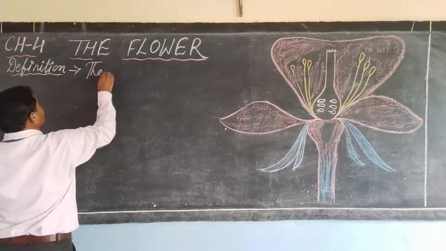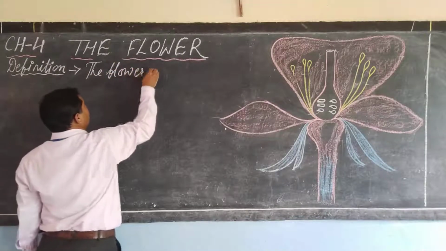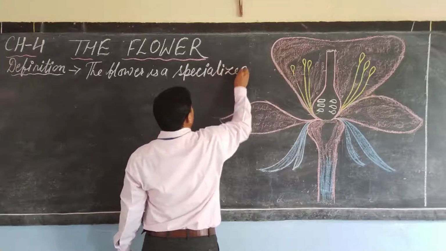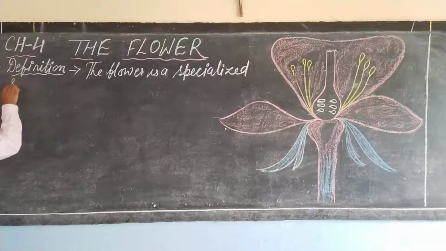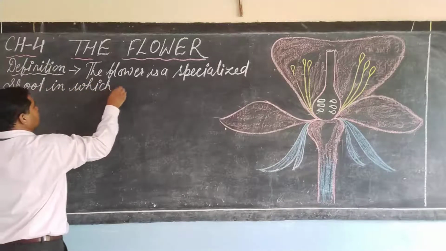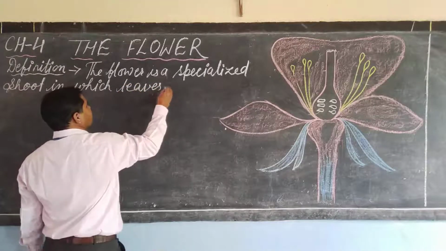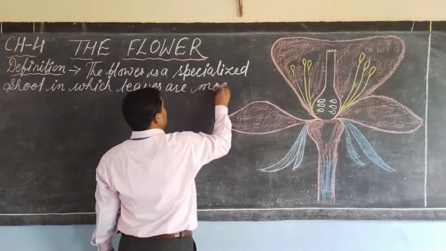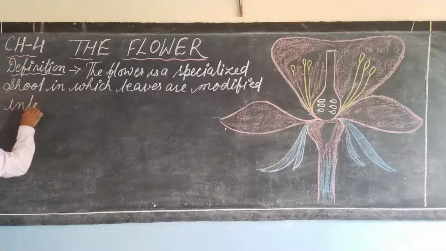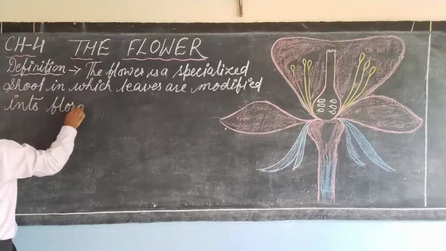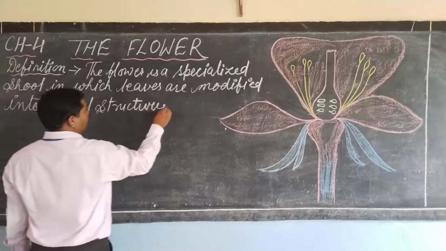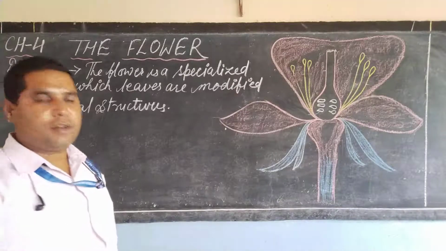The flower is a specialized shoot in which leaves are modified into floral structures. So this is the definition of flower.